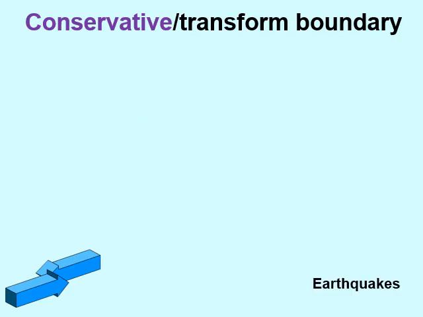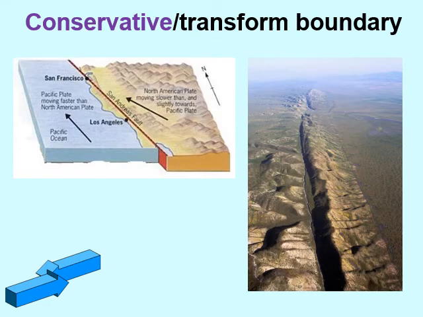A real life example of this plate boundary is the San Andreas Fault, which is found on the western coast of North America. Here we have the Pacific plate and the North American plate both moving northwards, but the Pacific plate moves faster than the North American plate. And so, along this plate boundary, there are many earthquakes that occur. The picture on the right shows what the plate boundary looks like in real life.